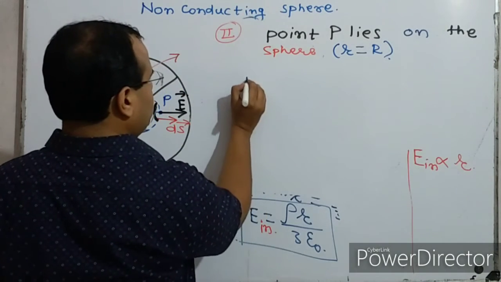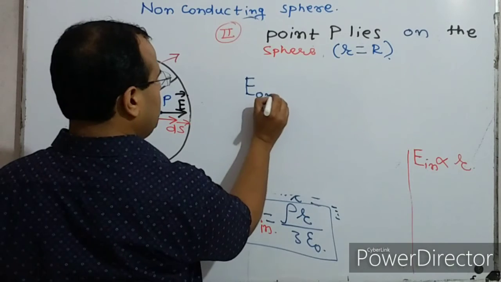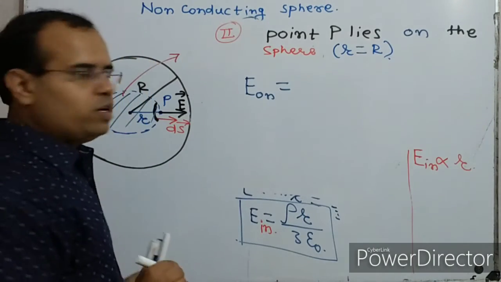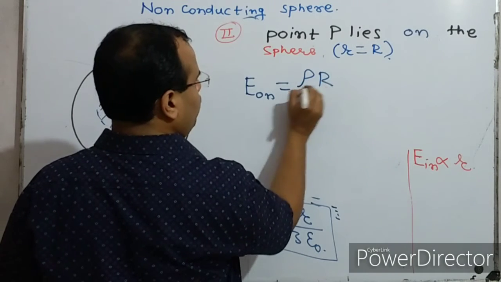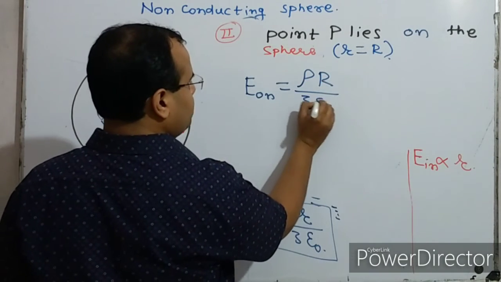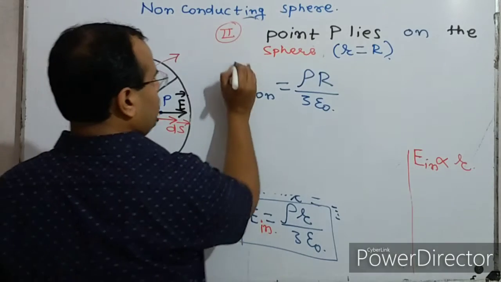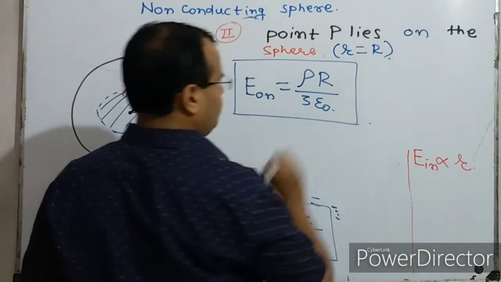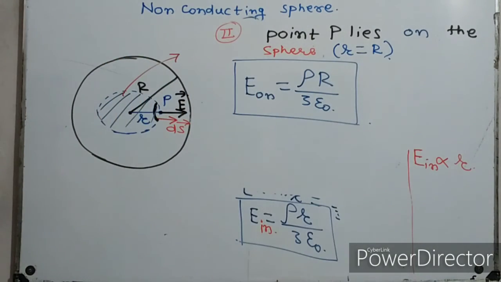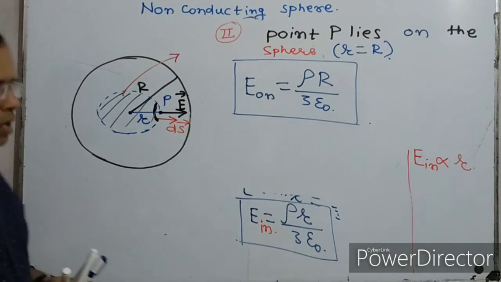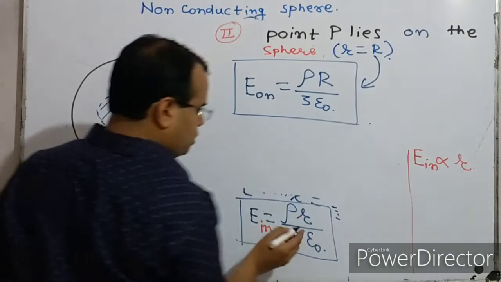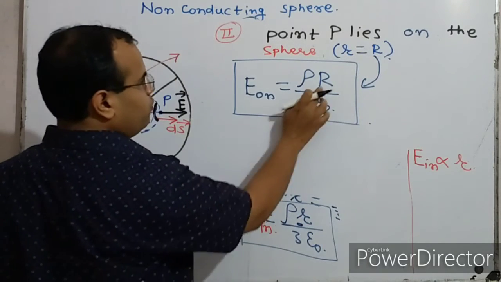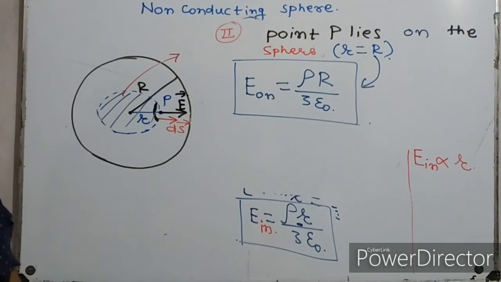So it is on the surface of the sphere, E on the surface of the sphere, and that is given by rho r upon 3 epsilon naught. This is on the surface of the sphere, rho r upon 3 epsilon naught. Because in this case small r is equal to capital R, so here in place of small r we will be writing capital R. Clear?